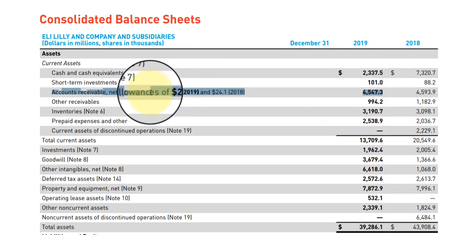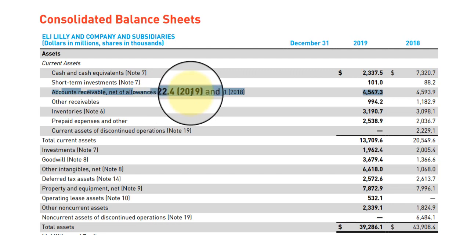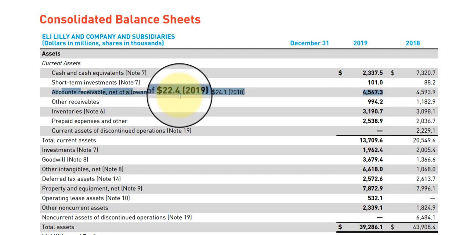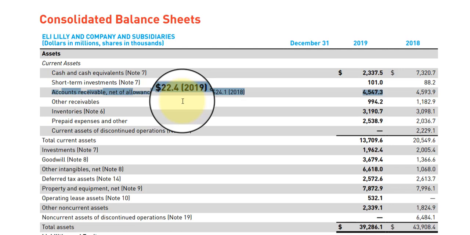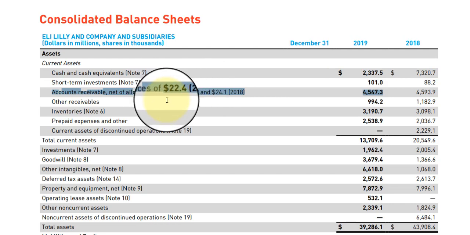This, in this little description, is the allowance, the estimate of how much is expected not to be received as of December 31st, 2019. So at the end of December 2019, of all the people that owe them money, they expect there to be $22.4 million not received. That amount was a little higher last year, but we're focused on the 2019.